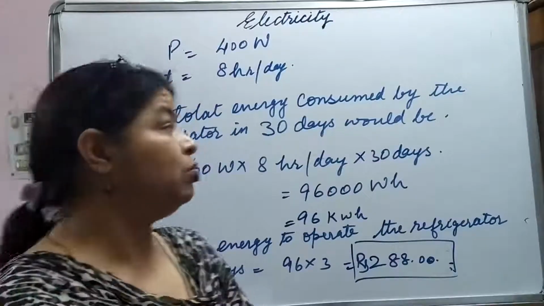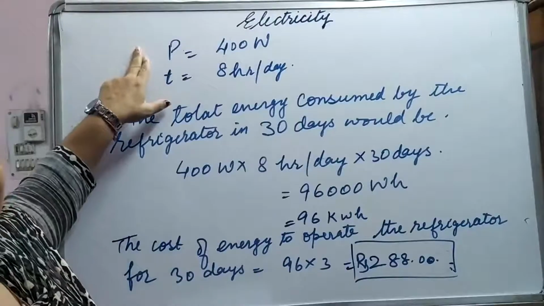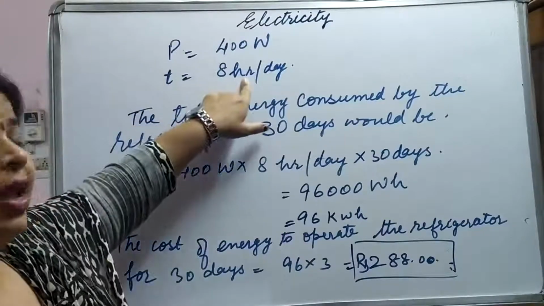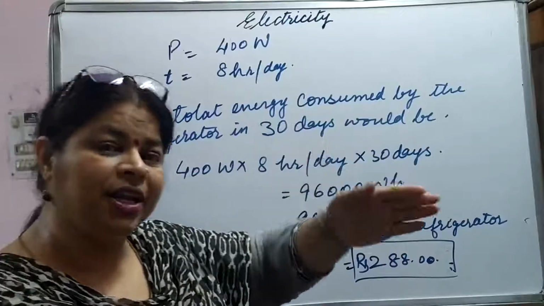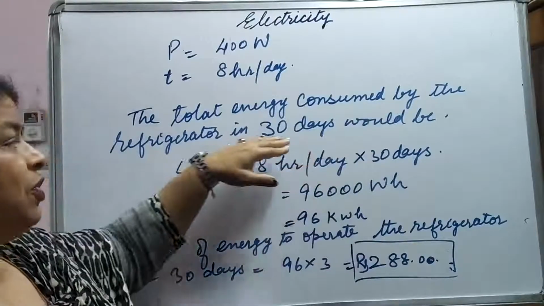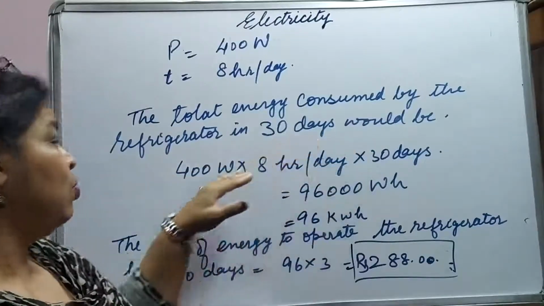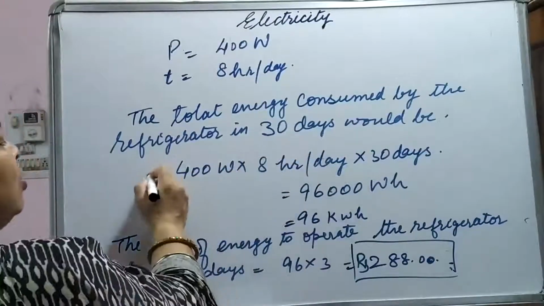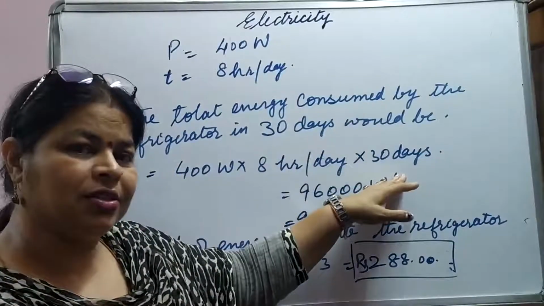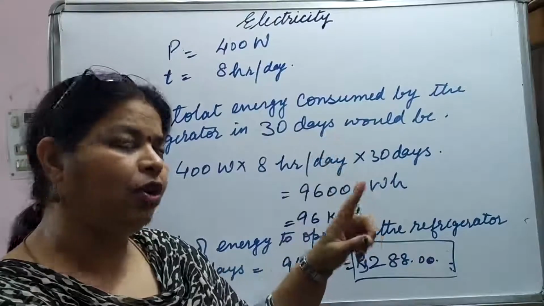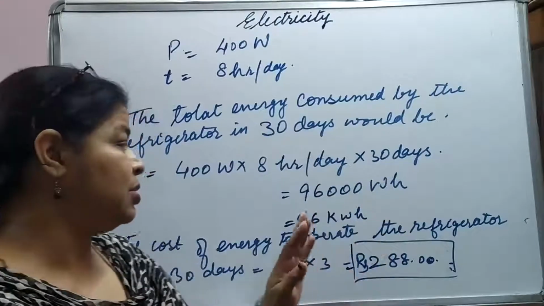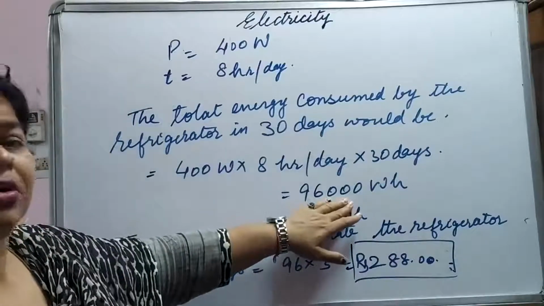So what you need to do is, again let us see, power is given and time is also given. For how many hours per day? 8 hours. And it is working for how many days? 30 days. So the total energy consumed by the refrigerator in 30 days would be what? It will be 400 watt into 8 hours per day into 30 days. In 1 day it is working for 8 hours. So total in a month, how much it is working for 30 days? So we will get 96,000 watt hour.